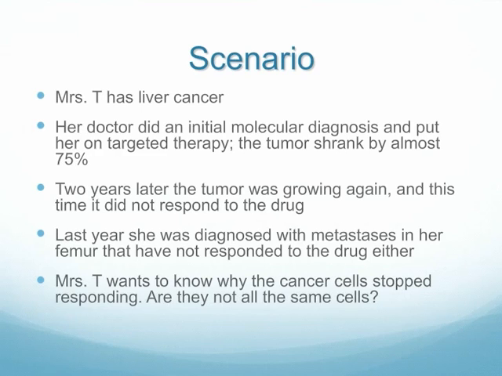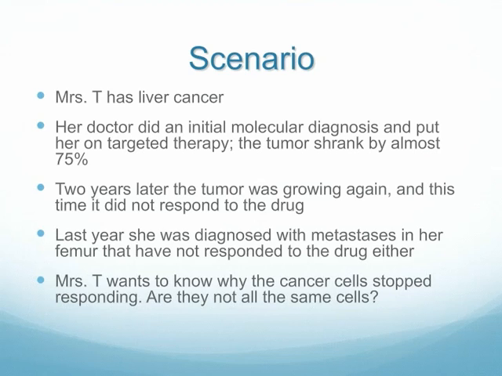Let's take a look at this scenario here. We have Mrs. T, who has liver cancer. Her doctor did an initial molecular diagnosis and put her on targeted therapy, targeting that type of tumor. The tumor shrank by almost 75%. Two years later, the tumor was growing again, and this time it did not respond to the drug. Last year, she was diagnosed with metastasis in her femur that has not responded to the drug either. Mrs. T wants to know why the cancer cells stopped responding. Are they not all the same cells?